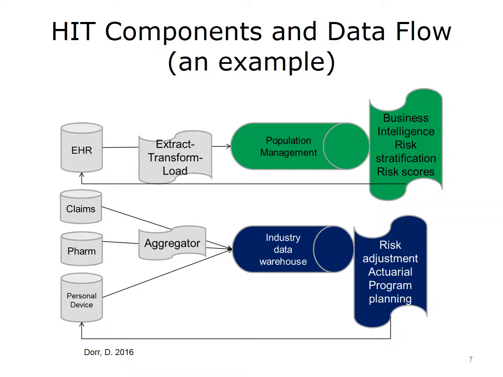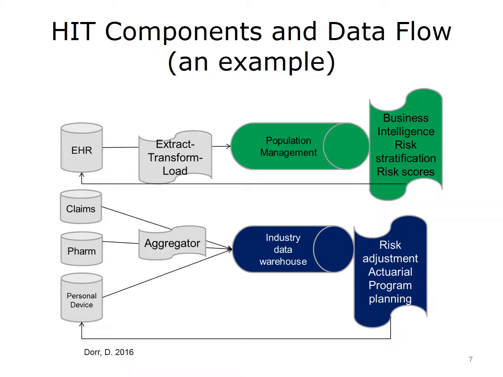The other sources, claims, pharmacy data, and device data, might be purchased and go into an aggregation program at an industry data warehouse, where risk adjustment, actuarial analyses, or program planning might occur. Industry might also use this information to anticipate new markets for products.